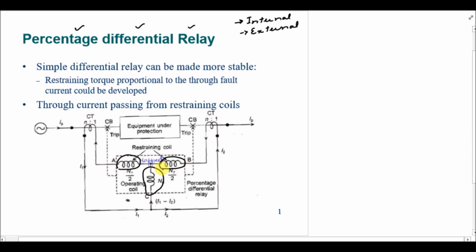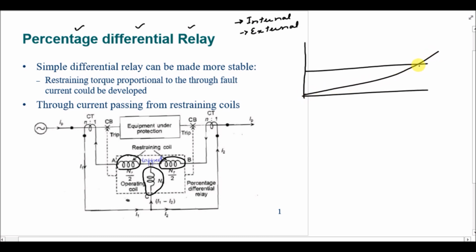Now the problem with the simple differential protection scheme was that for large through fault currents, the spill current will become greater than the plug setting after a certain value. So after this point, for the through fault, we will have the spill current through the relay which will be greater than the plug setting value of the relay. Now to remove this problem from the differential relay, we will be using the percentage differential relay, and specifically we will be employing restraining coils.